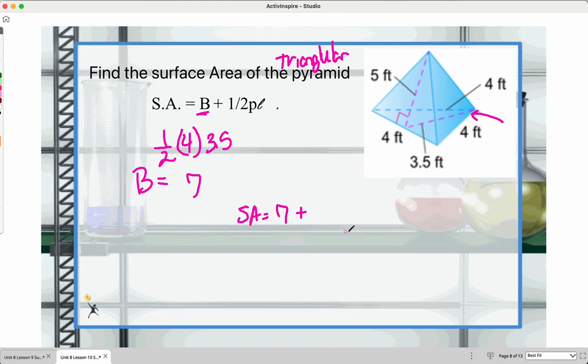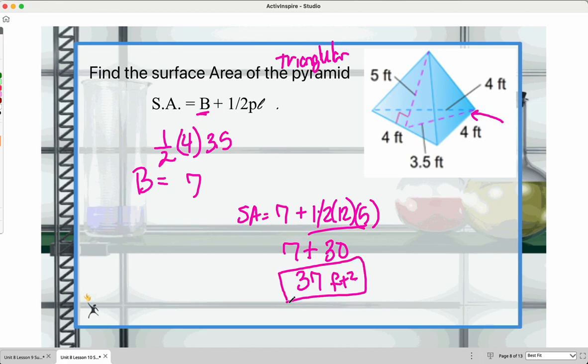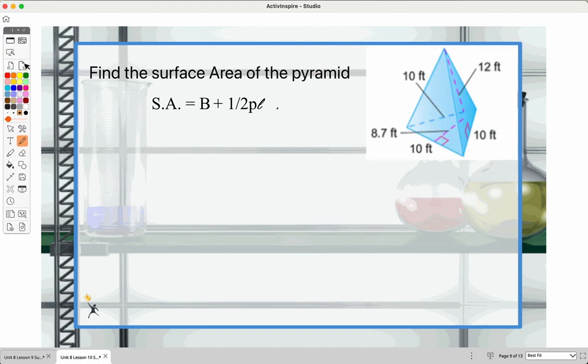7 plus, now I've got to find my perimeter. 4 plus 4 plus 4, so I have 12. So half of 12 times 5. All right, let's do my multiplication. Half of 12 is 6. 6 times 5 is 30. So 7 plus 30 is 37 square feet. That's how much surface area that one takes up. I'd like you to give this triangular pyramid a try and see if you can come up with the answer.